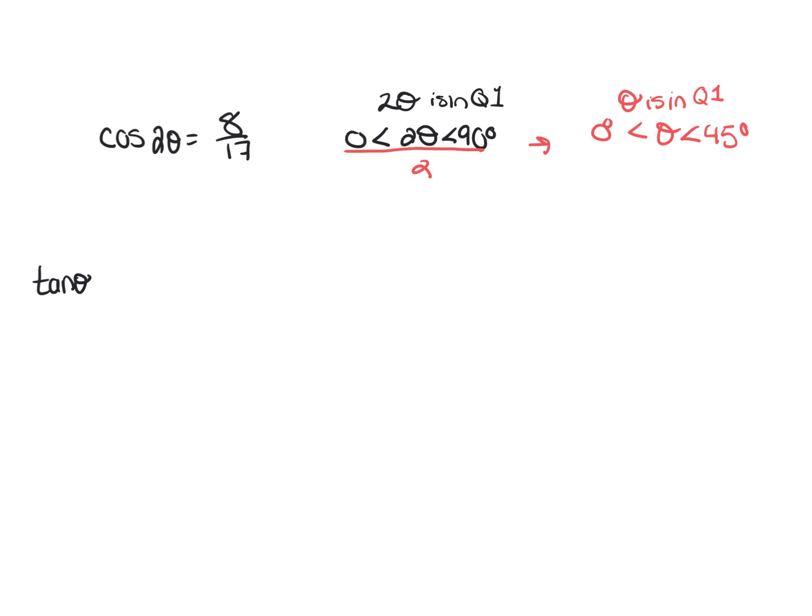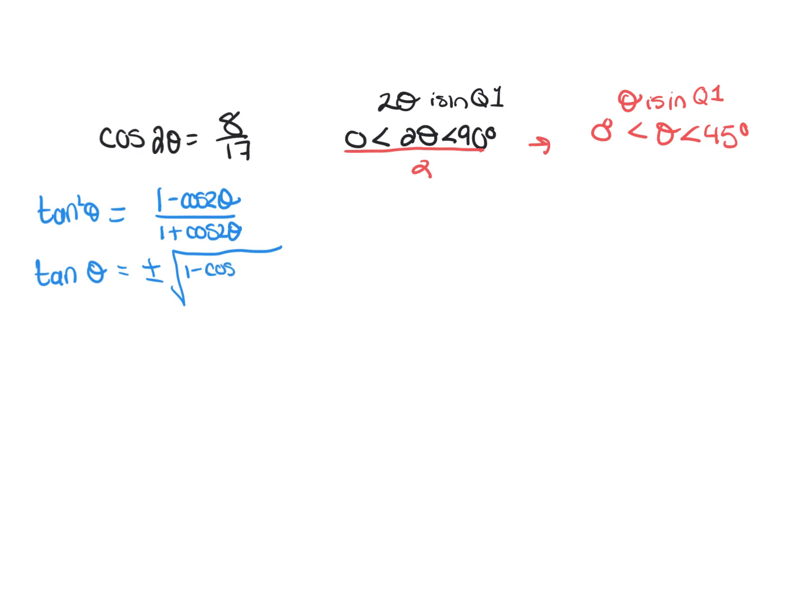If I want to find tangent of theta, I need to write down this formula first. Tangent squared theta equals 1 minus cosine of 2 theta over 1 plus cosine of 2 theta. To get rid of the square, I have to square root both sides. And when you square root, it's a plus or minus in front.